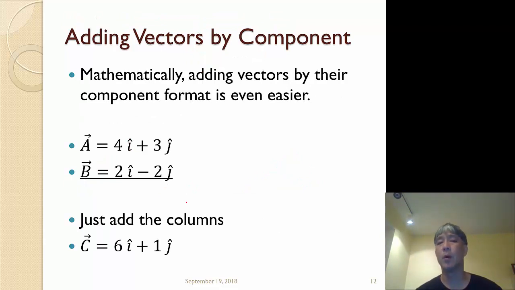When I add vectors by component, it's almost like a system of equations. I write the two vectors on top of each other. So if vector A is 4i hat plus 3j hat, and B is 2i hat minus 2j hat, I just add them up vertically. I add my x's, I add my y's. All I really do is add the columns. So my resultant, or C, is going to be 6, which is 4 plus 2, 6i hat plus 1j hat, and it's 1 because it's plus 3 minus 2.